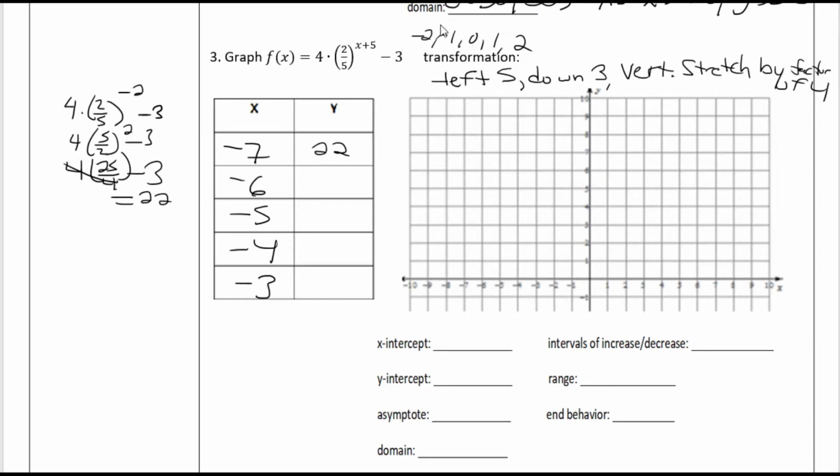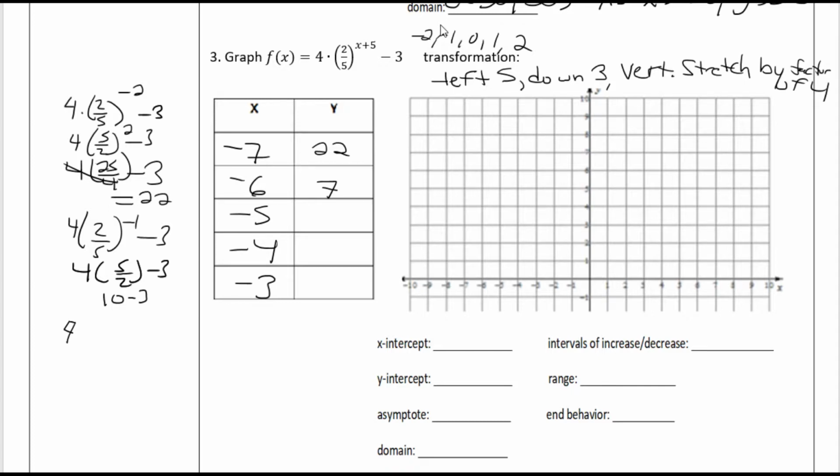All right, now let's plug in -6. If I plug in -6, then I'm going to get -1 as an exponent. Flip it, so 5/2. 4 times 5 is 20. 20 divided by 2 is 10. 10 minus 3 is 7. Okay, and you could do that on the calculator if you want to verify.